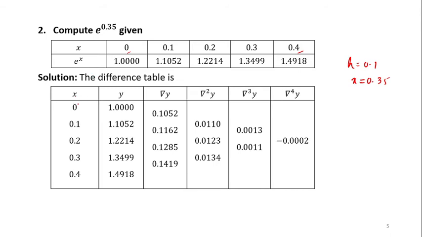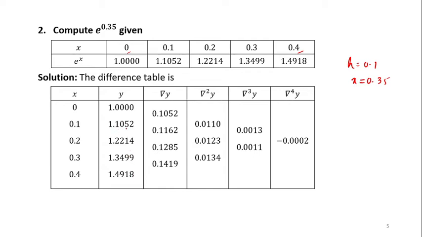In the first column we write down the values of x, that is 0, 0.1, 0.2, 0.3 and 0.4. In the second column we write the values of y, that is 1, 1.1052, 1.2214, 1.3499 and 1.4918. In the next column we write the values of del y. Now to get the values of del y, we subtract each element of y from its next value.